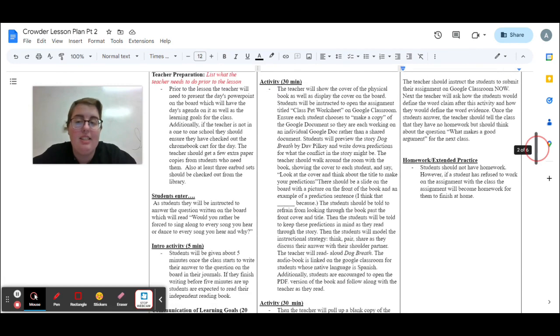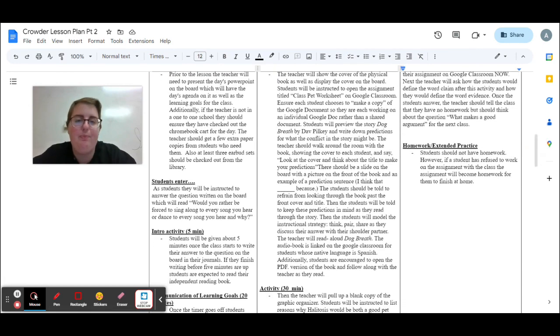Most of this is student-led. They are the ones filling out the worksheets. They're the ones filling out the graphic organizer. They're the ones being guided in the right direction by me.